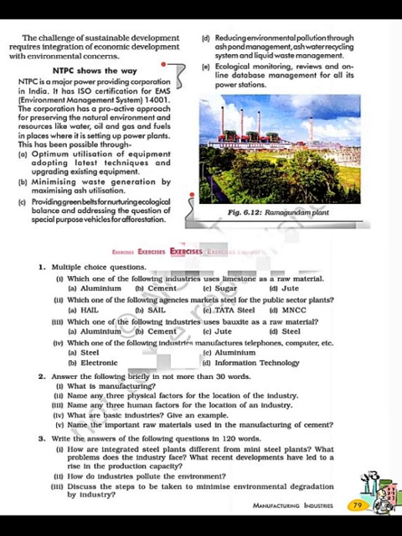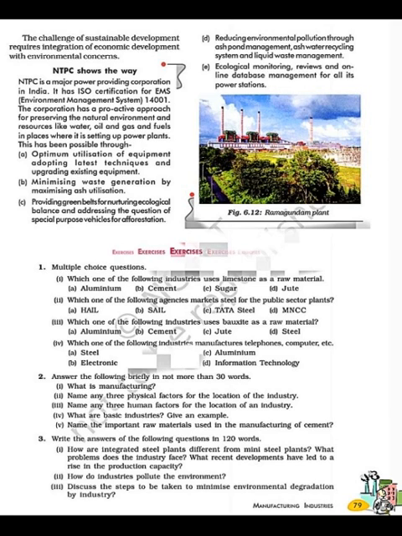Then second is minimizing waste generation by maximizing ash utilization. So NTPC, students, uses coal. Due to the burning of coal, a lot of fly ash is suspended in the air. So NTPC makes sure that waste generated in the form of ash can be utilized properly. Like fly ash can be used as a soil modifier. It improves the fertility of the soil. Ash can be used in the cement industry also.